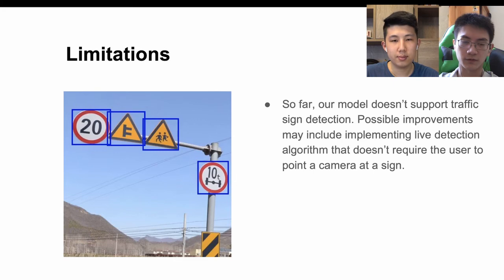Our model has several advantages. It is pretty accurate. Also, it can recognize images on a real-time basis. However, so far our model doesn't support traffic sign detection. So possible improvement may include implementing a detection algorithm that doesn't require the user to point the camera at the sign.